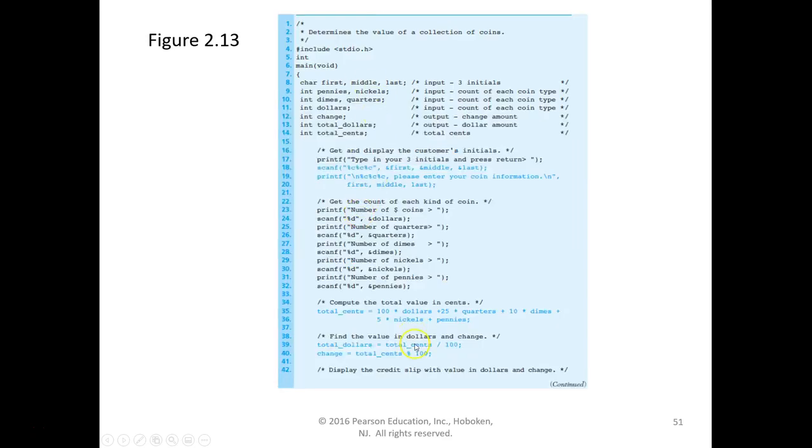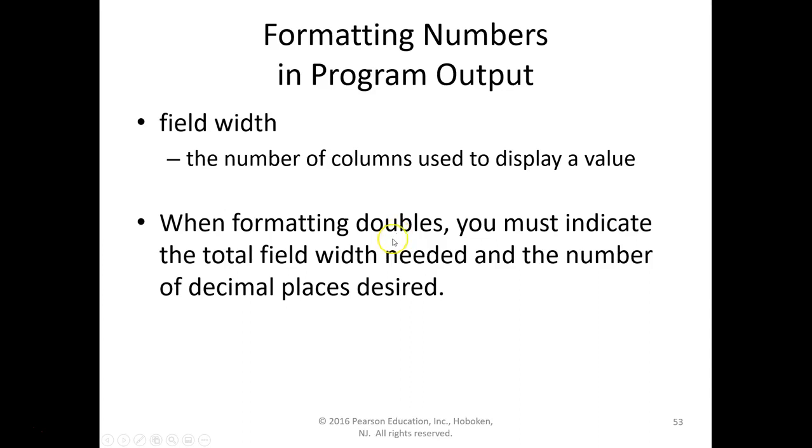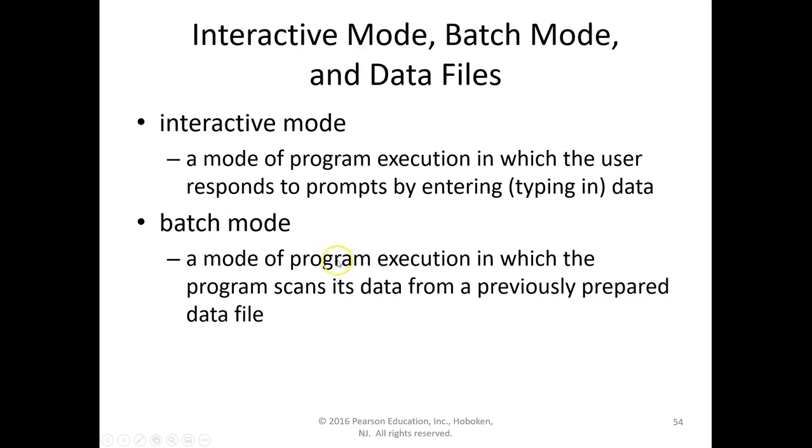So basically, try to run this and you should find it's pretty easy. Okay. And then formatting numbers in program output, you have a width. Those are the number of columns used to display a value. And then you have an interactive mode that, when you write, you see the result right there. It doesn't save, okay? It's a mode of program execution in which the user responds to prompts.